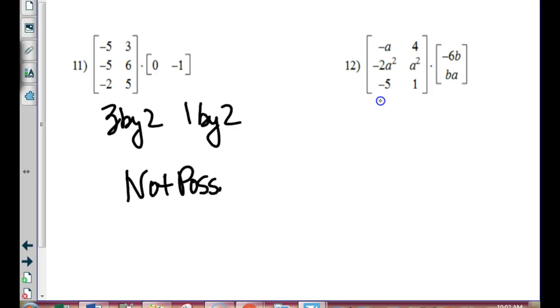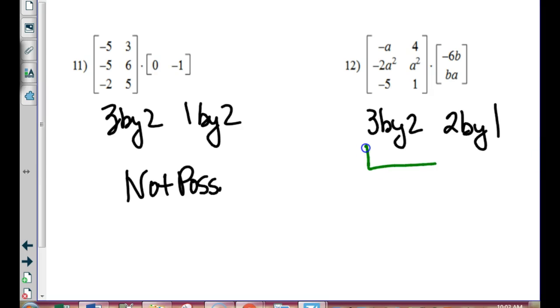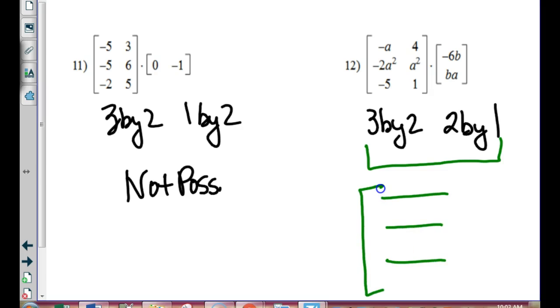Okay. What size is this guy? 3 by 2. Be careful. 2 by 1. So can you do this one? Okay. What size is your answer going to be? A 3 by 1. So 3 going across this way, all in one giant column.